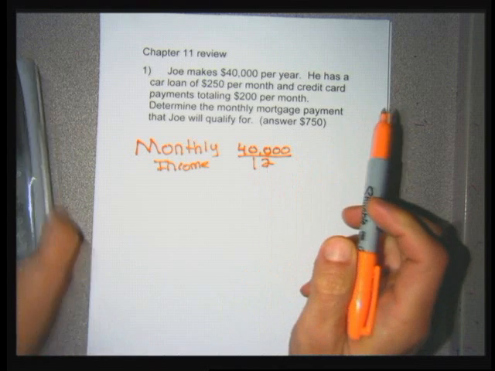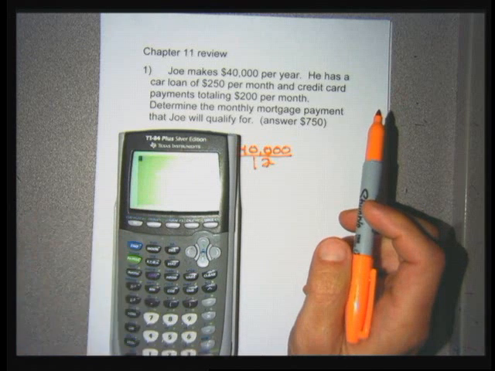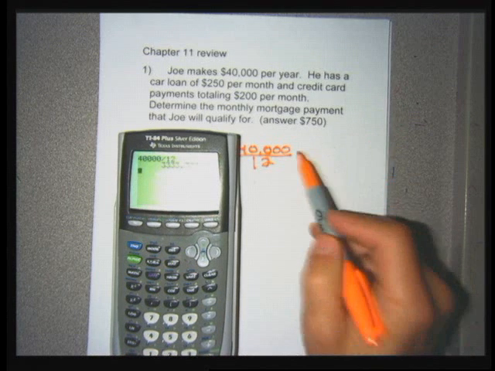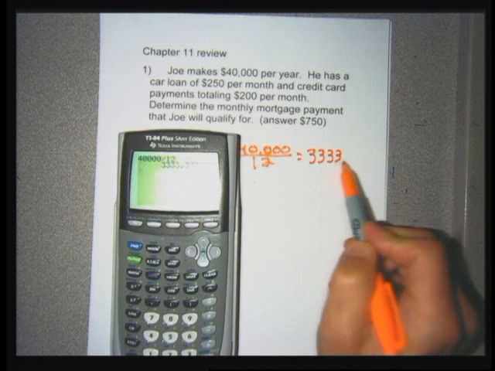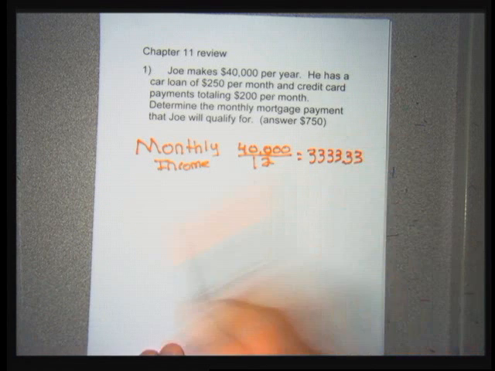Don't need a TVM solver for any bit of this problem 1. So I hit second and quit out to get out of the TVM solver screen. Now I'm just dividing 40,000 divided by 12. And this gives that Joe makes $3,333.33 per month.